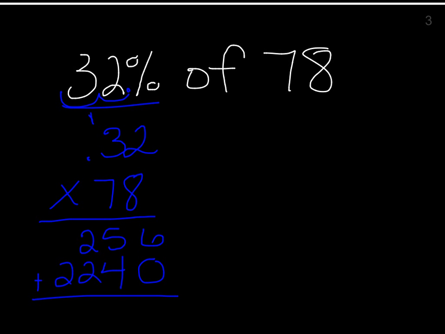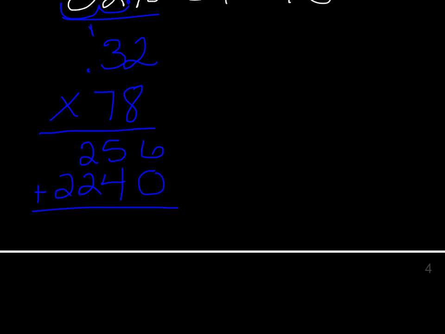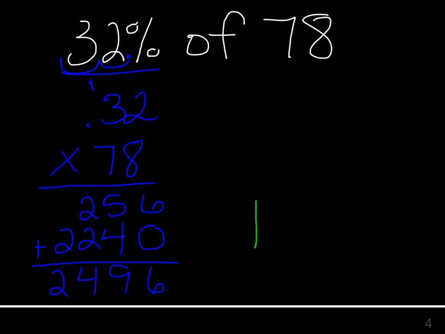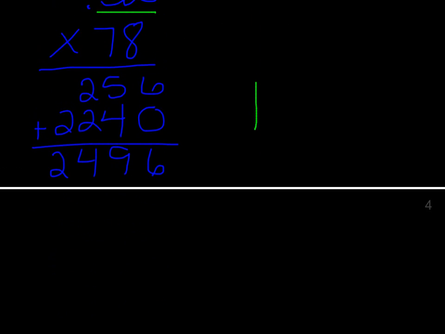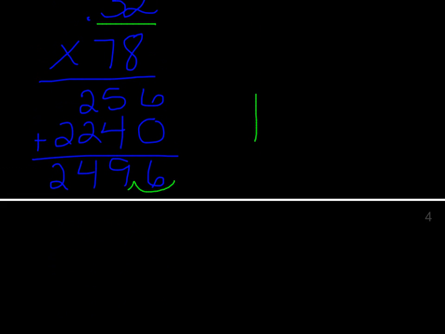Then I will add. I'm going to move it up a little bit. And I get 6, 9, 4, 2. And then I look to see how many numbers come after a decimal, and there are 2. So I'm going to come into my answer and move it over 2 places right there, and so that equals 24.96, and that is the answer.